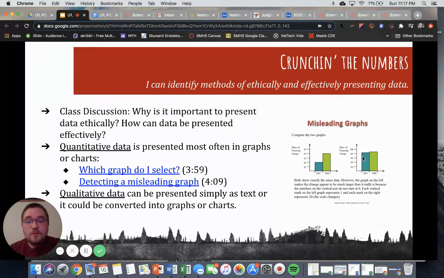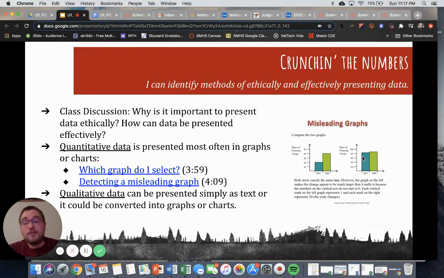And then the second form of data that we can use is qualitative data, and that can be presented simply as text or just words, okay? So it isn't very easily converted to graphs or charts generally. Sometimes it can be, but most of the time it's not.